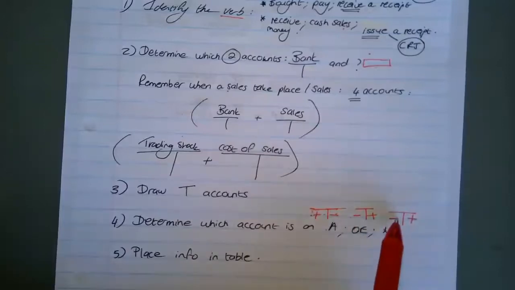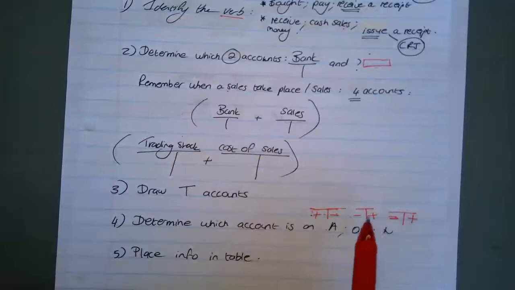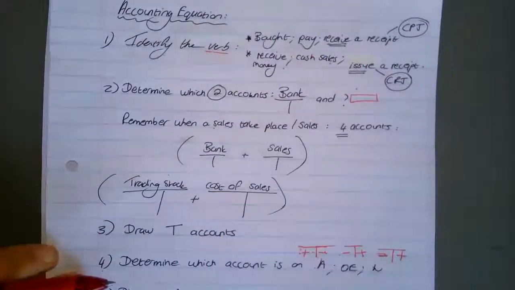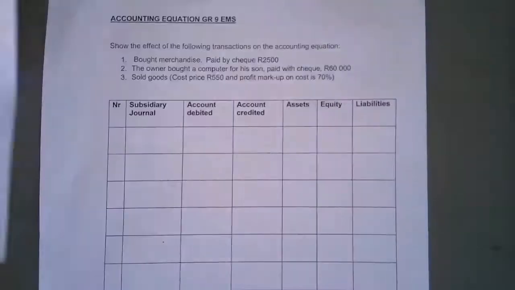Liabilities also decrease on the debit side and increase on the credit side. So after you've completed this and you have identified the amount that's being debited or credited, and whether it increases or decreases, you place the information in the table provided. So we are now going to do this accounting equation together.